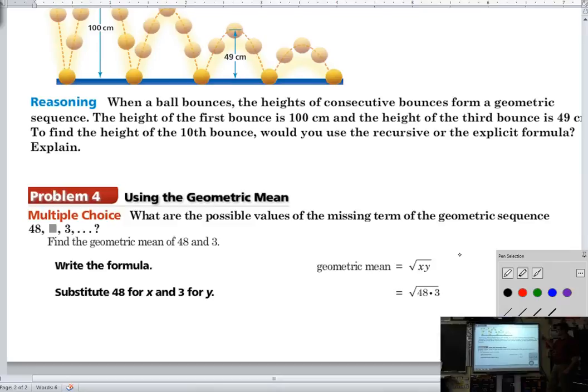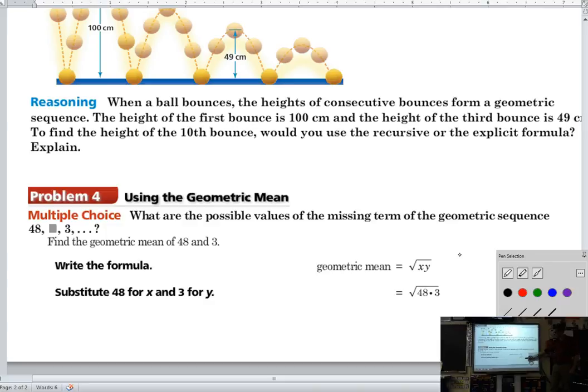Geometric mean. I think we could probably do this. I'm going to skip the reasoning. If you read through that and you get confused, then come see me. But what are the possible values for the missing term in the geometric sequence here? We already kind of discussed this a little bit. Since we only have two terms shown, plus or minus, we don't know if that middle term has a positive or negative value. And I know that it's going to be between 48 and 3.